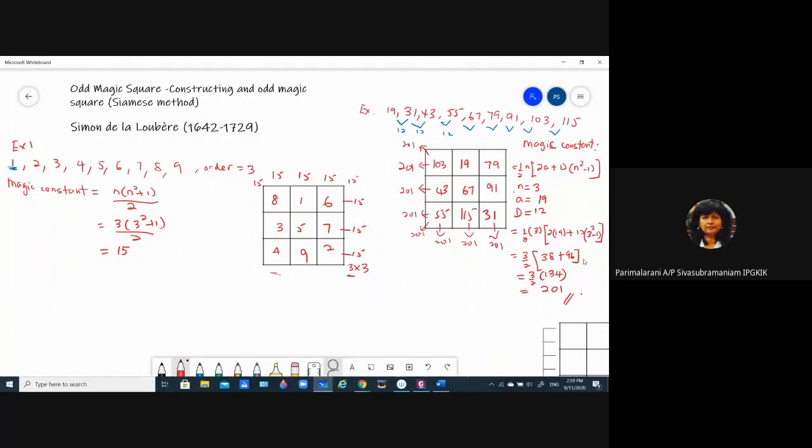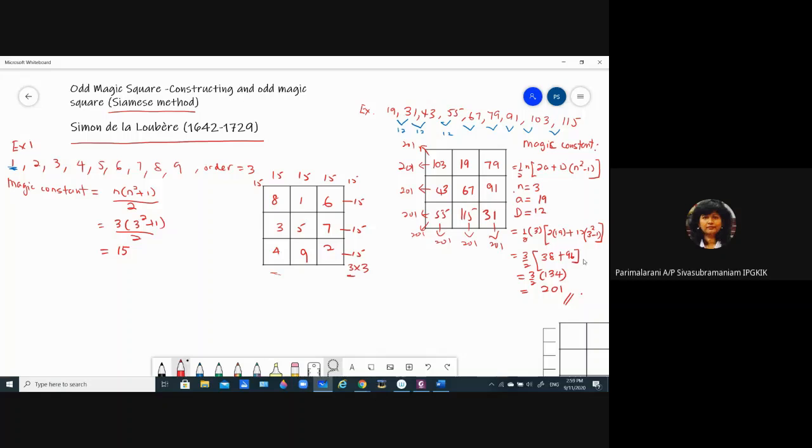So this odd number, the way I fill this magic square is I use the Siamese method. This Siamese method was first introduced by this person, Simon de la Loubère or something like that. He was the first person who actually introduced this Siamese method. He went to Siam at that time, and he actually learned this method. So he was the one who published this method first. It's called the Siamese method, which I'm going to show you very shortly.